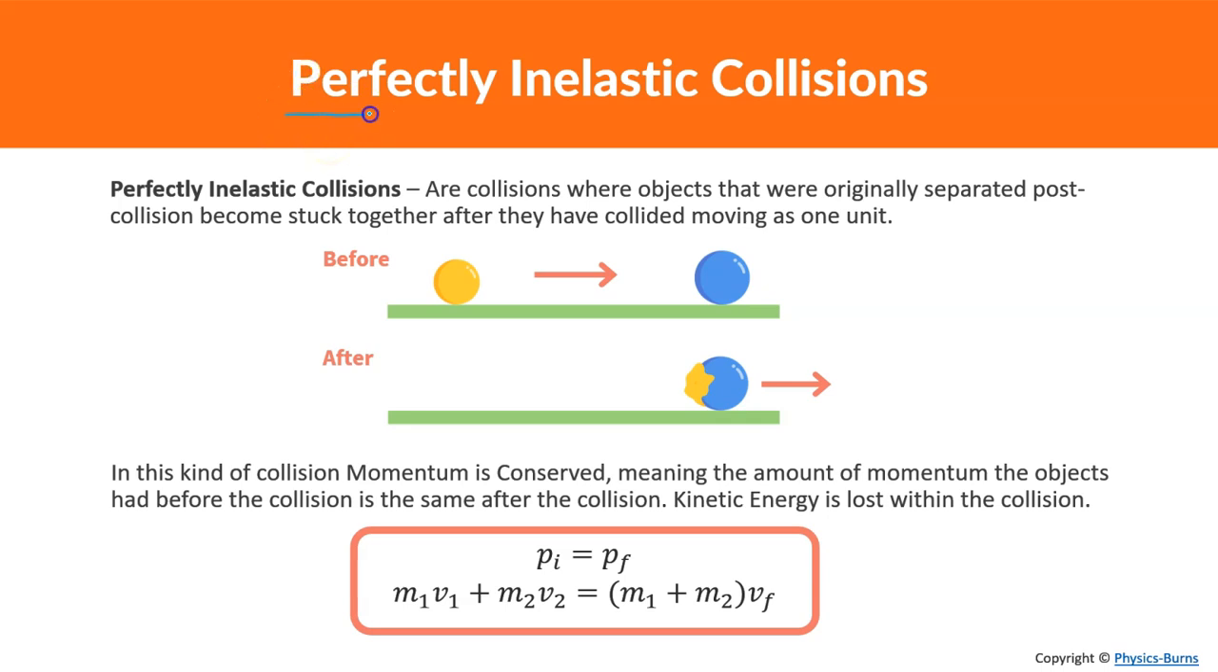Today we are talking about the first type of collision, perfectly inelastic collisions. Perfectly inelastic collisions are collisions where objects that were originally separated become stuck together after they have collided, moving as one unit. For example, before the collision, one object can be moving towards another object, and the other object can be moving or not moving, but after the collision, they become stuck together and move as a single unit.